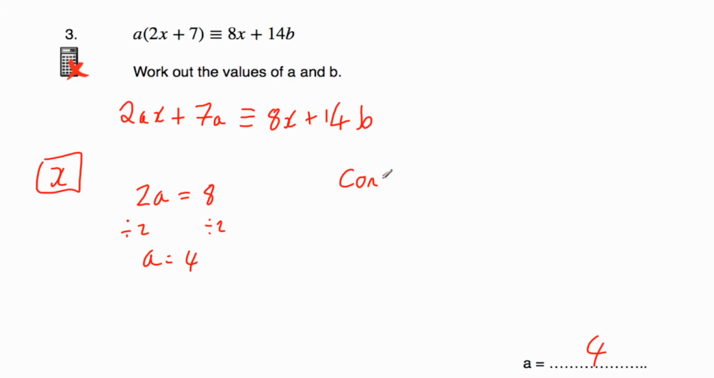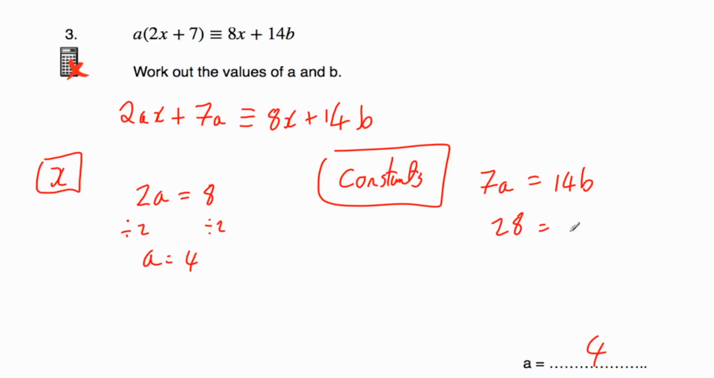Now let's do our constants. So let's equate our constants. Let's look at our left hand side. Our constant on the left hand side is 7a, and remember a is equal to 4, so that's going to be 28. And on the right hand side, our constant is 14b. So we've got 7a is equal to 14b. We know a is equal to 4, so 7 times a would be 28. So we get 28 is equal to 14b.